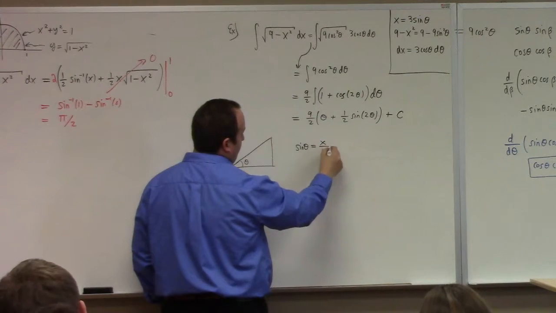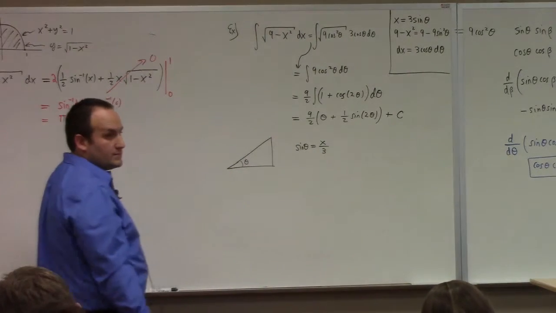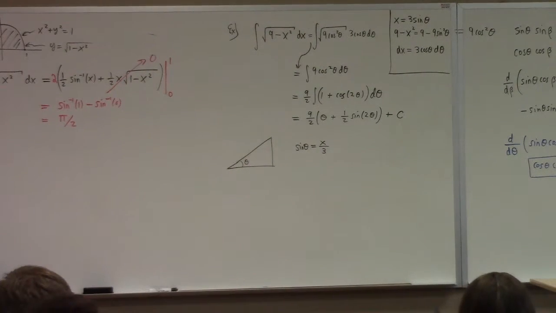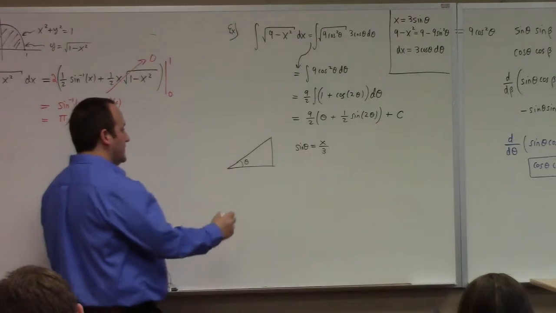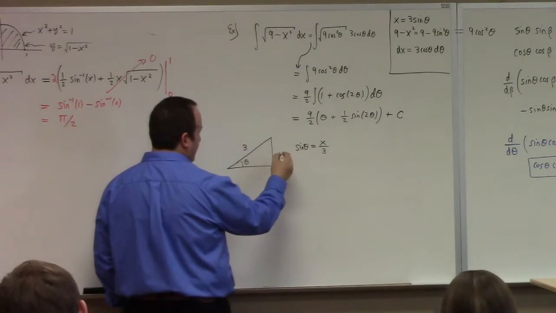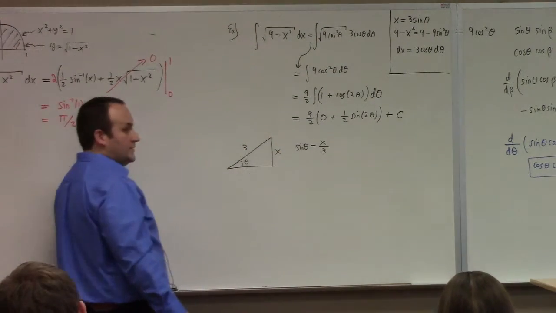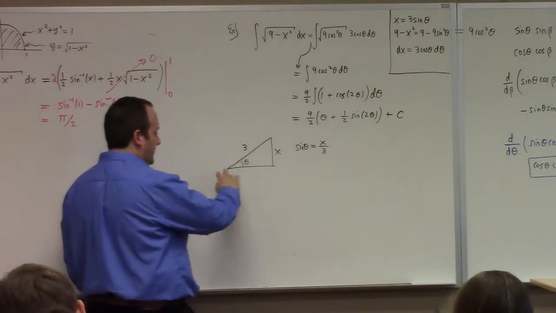X over 3, right? So my triangle is a little bit different. Now I want to put 3 on the hypotenuse and x on the opposite side still. And what's the remaining side?